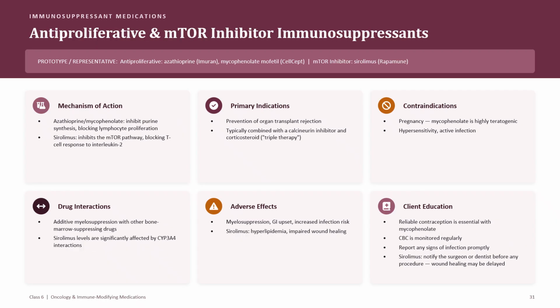Okay, so continuing with our immunosuppressant medications, we have the anti-proliferative and mTOR inhibitor immunosuppressants. This slide is going to complete the classic transplant triple therapy concept. We will talk about why transplant regimens use three different medications at once instead of just maxing out one medication.